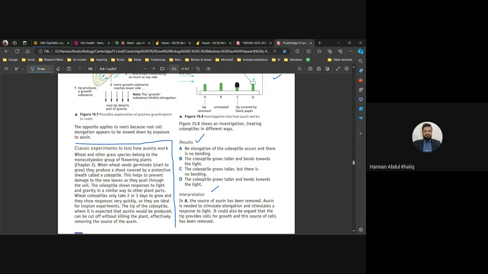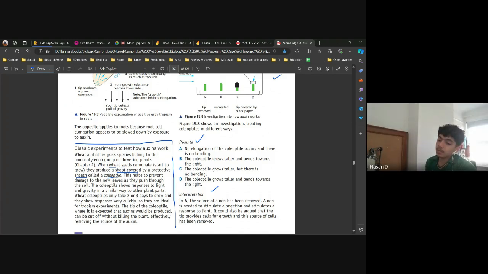The coleoptile over here is basically the shoot of the wheat seed that is covered by a sheath, and that sheath is called the coleoptile. Okay, and from the coleoptile, the auxin is being released here. Auxin is being released here from the coleoptile. So now read it.